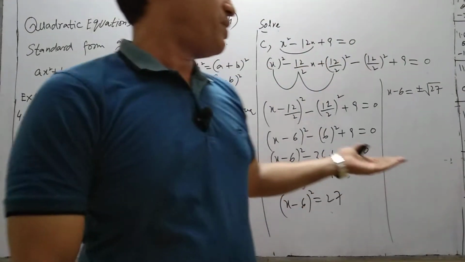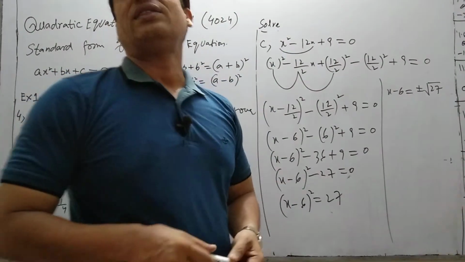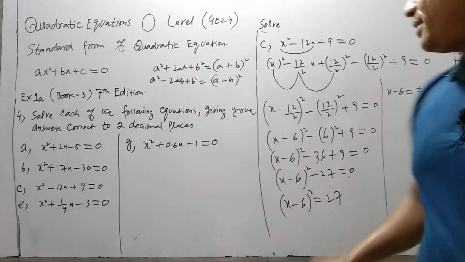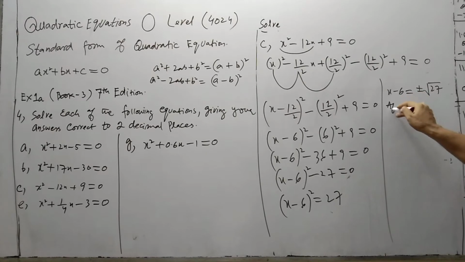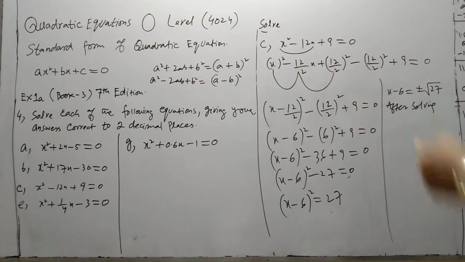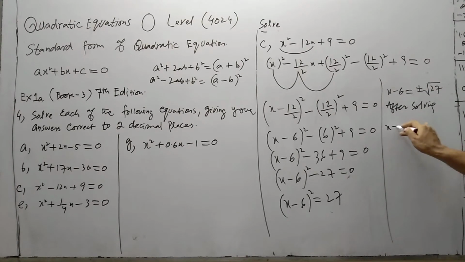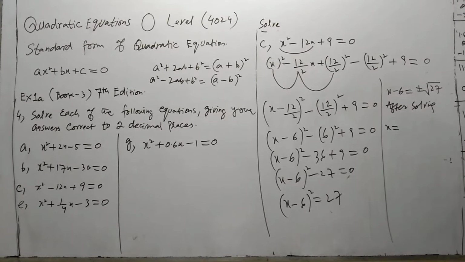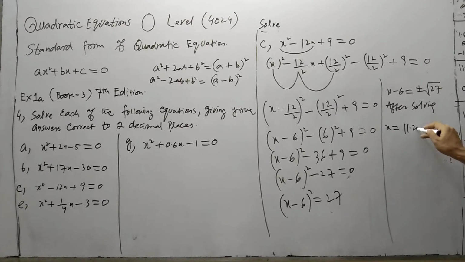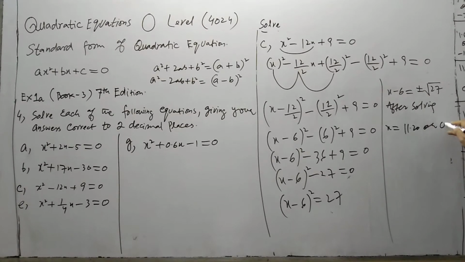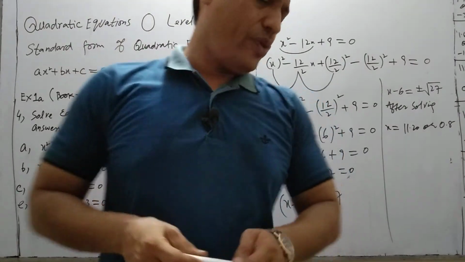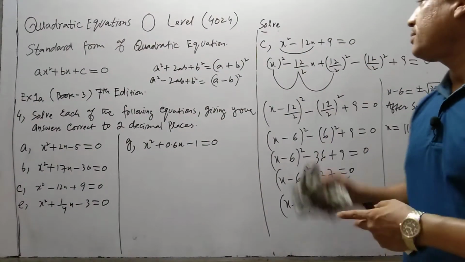Now the remaining steps are very easy. Find the square root of 27 with the help of a calculator and then solve. For part C, you must have the answer x is 11.20 or 0.8. You must verify the answer. I hope you understand. Next part.